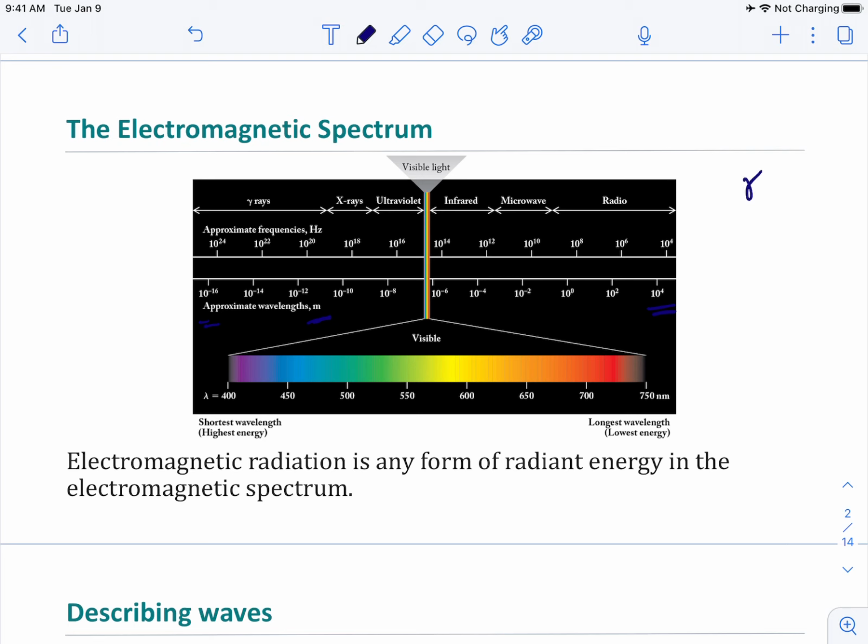Greek symbol gamma, that's one of the forms of radioactive energy that we talked about, alpha and beta, and I think I mentioned gamma briefly. Gamma is not a particle, it's a wave. Alpha and beta are particles.